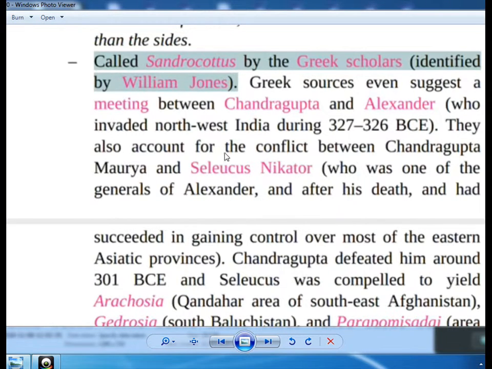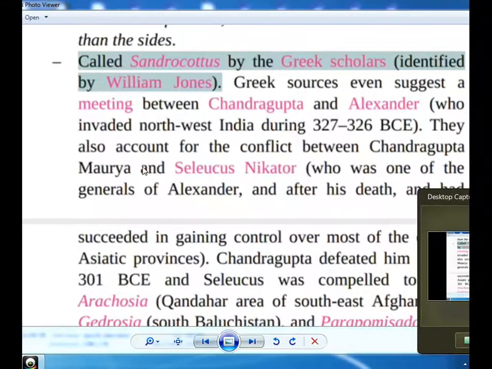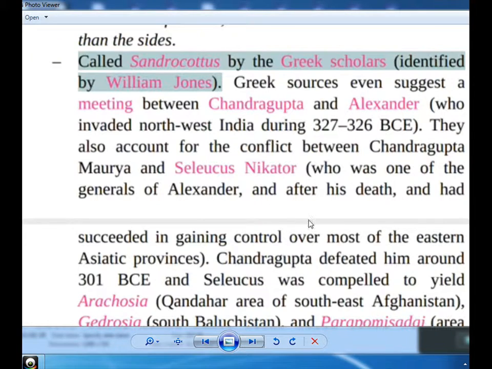They also account for the conflict between Chandragupta Maurya and Seleucus Nicator, who was one of the generals of Alexander and, after his death, had succeeded in gaining control over most of the eastern Asiatic provinces. Chandragupta defeated him around 301 BCE, and Seleucus was completely defeated.